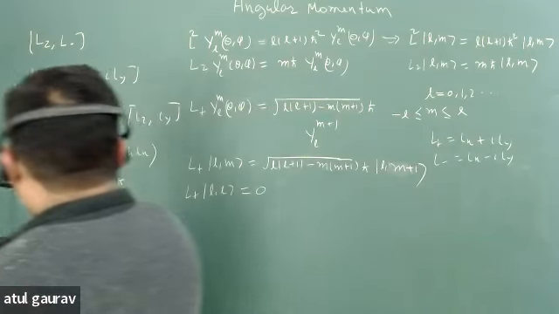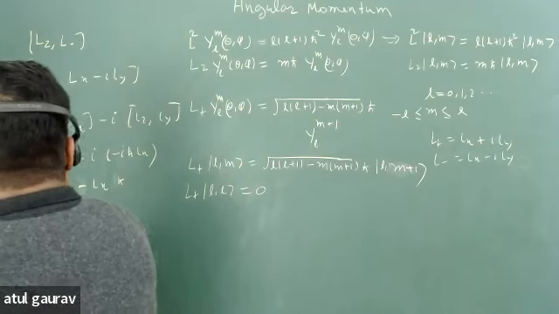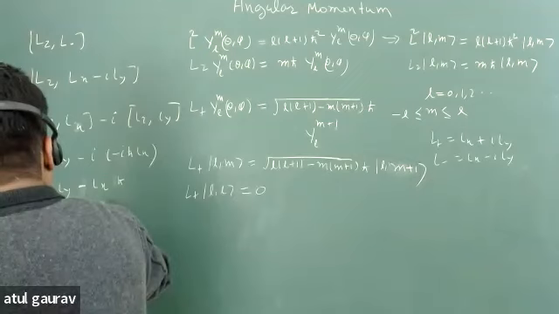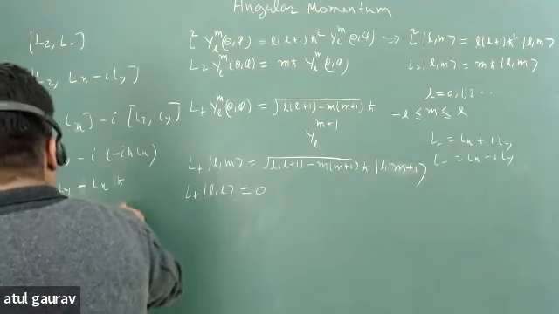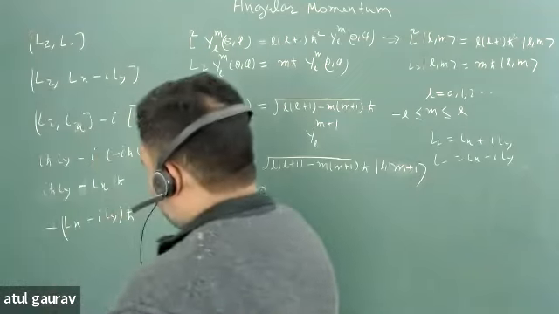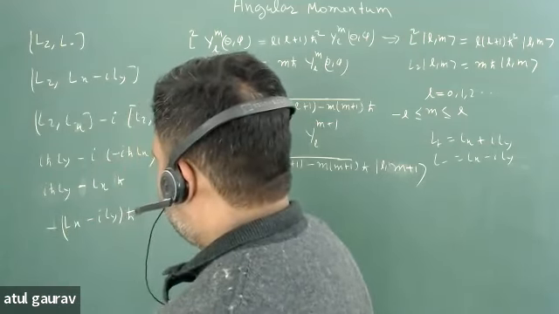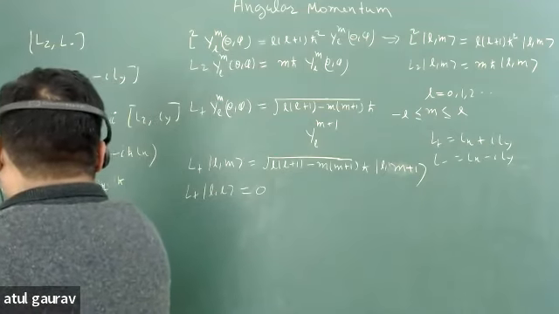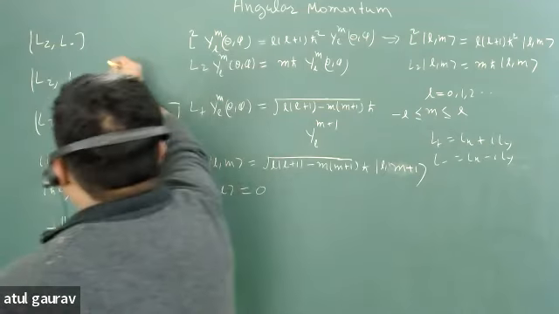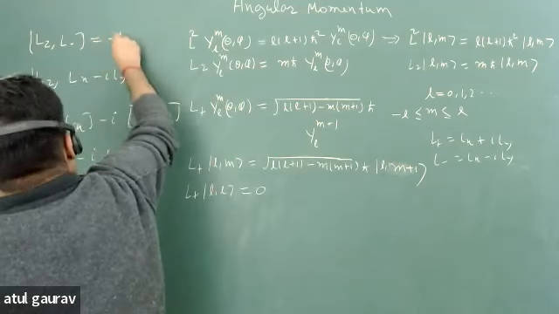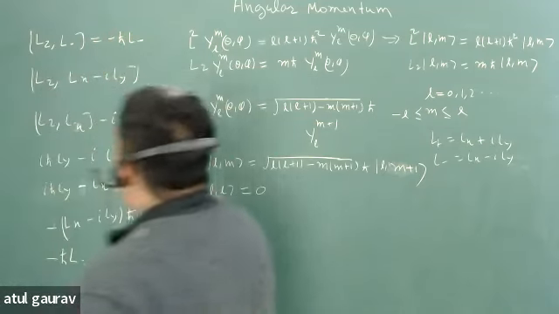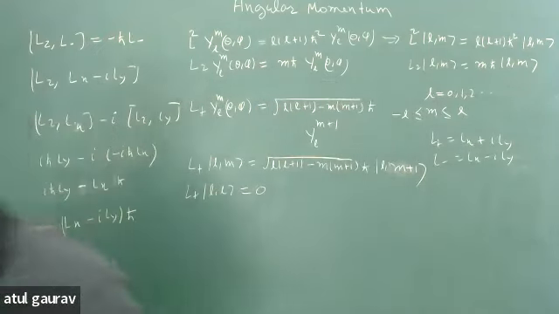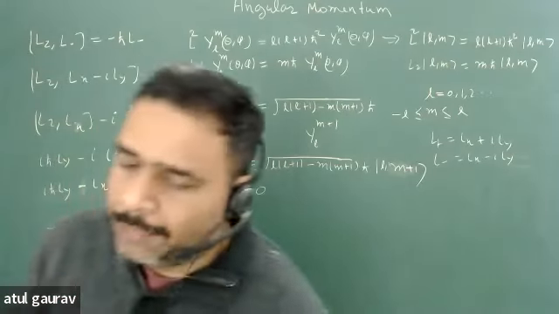So what can I write? This can be minus (Lx minus i Ly) into h cut, right? Can we write it like this? Yes, sir. So you have minus L minus and h cut. Okay, good. So this will be minus h cut L minus. Okay, so now we have to use this particular information and then we can apply <L, M| on both sides.